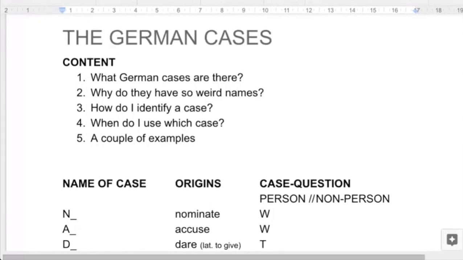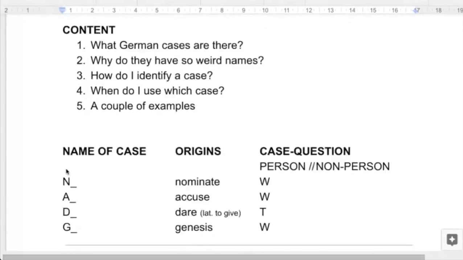Okay. And then question 4, when do I use which case, which is one of the most common questions in my experience. And of course, we will work through a couple of examples. So this is not so theoretical. It's also practical. I'm rather a practical teacher. So let's start with the cases.